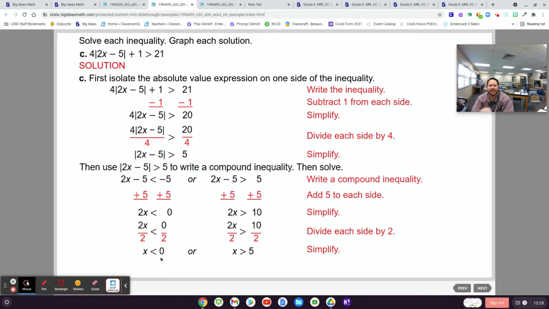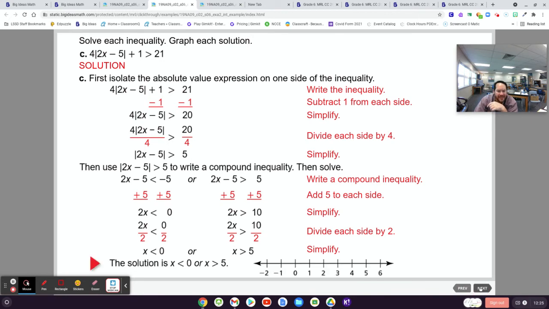So if x is less than 0 or x is greater than 5, will this be a convergent or divergent graph? Yeah, this one's going to be divergent. So open circles, and the arrows are going opposite directions because it's less than 0 or greater than 5.